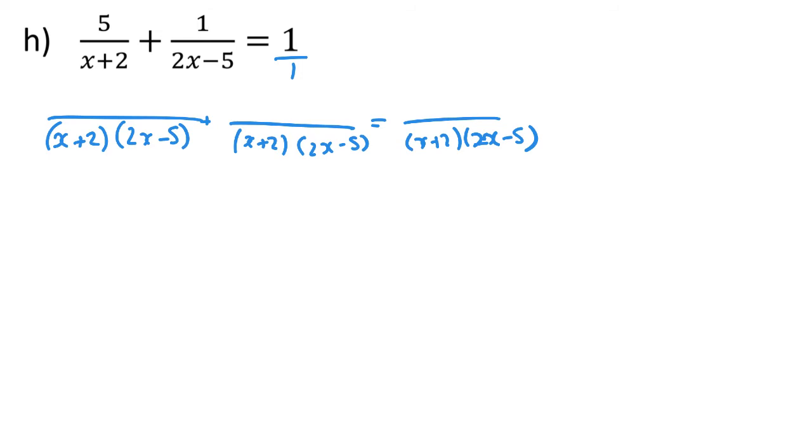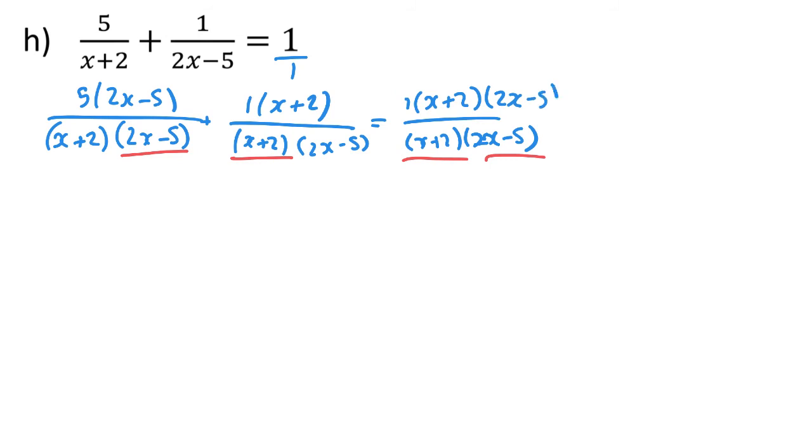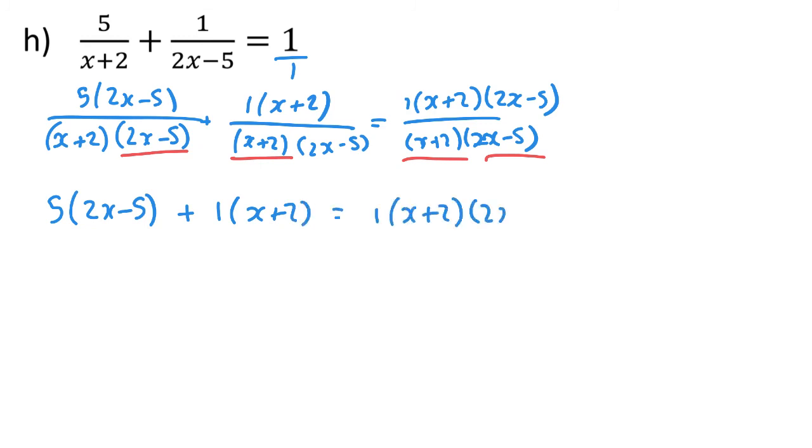So the first fraction already has the x plus 2, so we need to multiply top and bottom by 2x minus 5. So it's going to be 5 upon 2x minus 5. The second fraction already has the 2x minus 5, so we need to multiply by x plus 2. So that's 1 upon x plus 2. And the third needs both of them, so we're going to multiply 1 by x plus 2 and 2x minus 5. So all the denominators are now the same, so we can drop those. So we're going to have 5 upon 2x minus 5 plus 1 upon x plus 2 equals 1 upon x plus 2 and 2x minus 5.